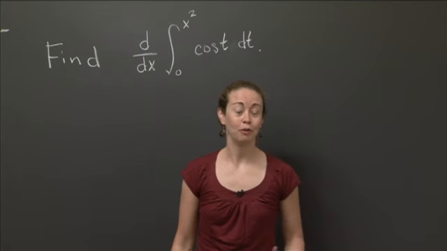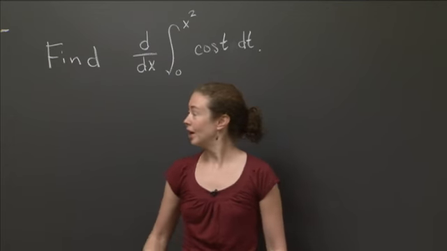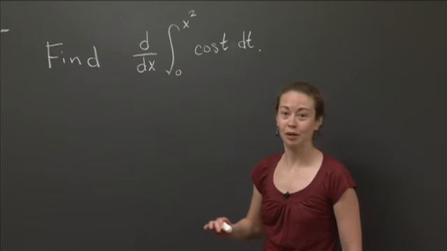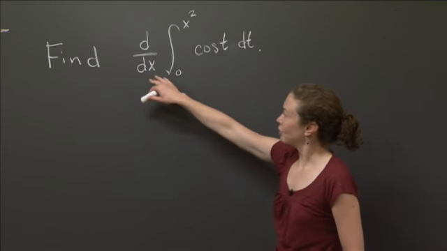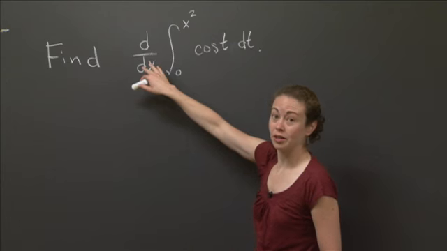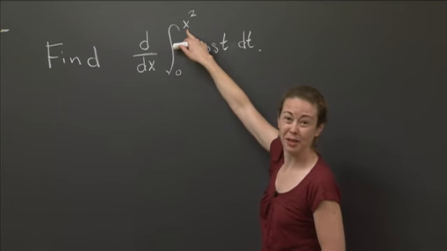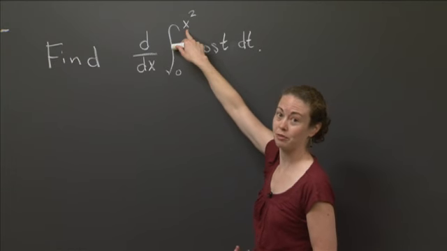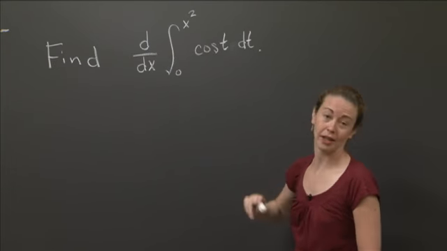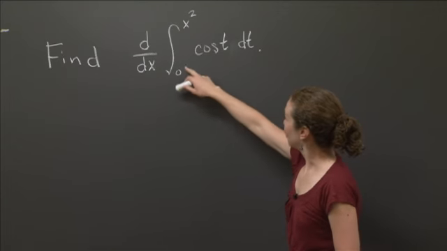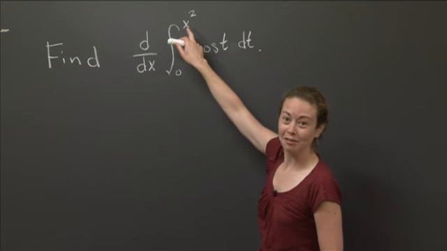Okay, welcome back. Hopefully you were able to make some headway on this. Let's look at the problem and see how we would break it down. We know from the fundamental theorem of calculus that you saw in the lecture that if up here instead of x squared we had an x, then the problem would be easy to solve. We'd just use the fundamental theorem of calculus. The answer would be cosine x. But of course we don't have an x, we have an x squared. That's why I gave you this problem.